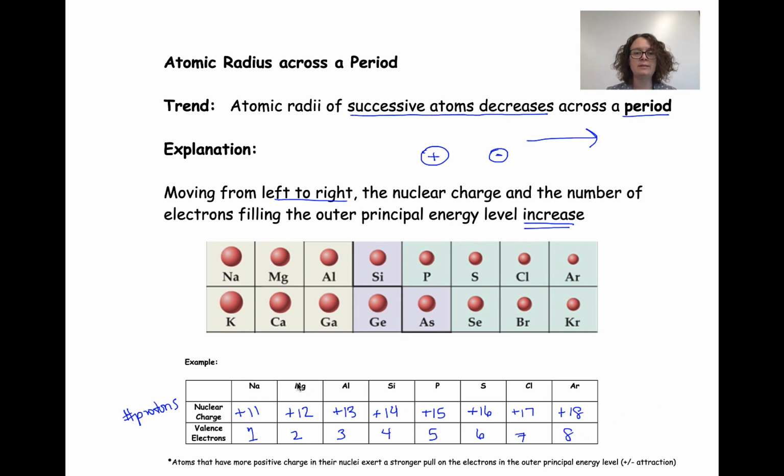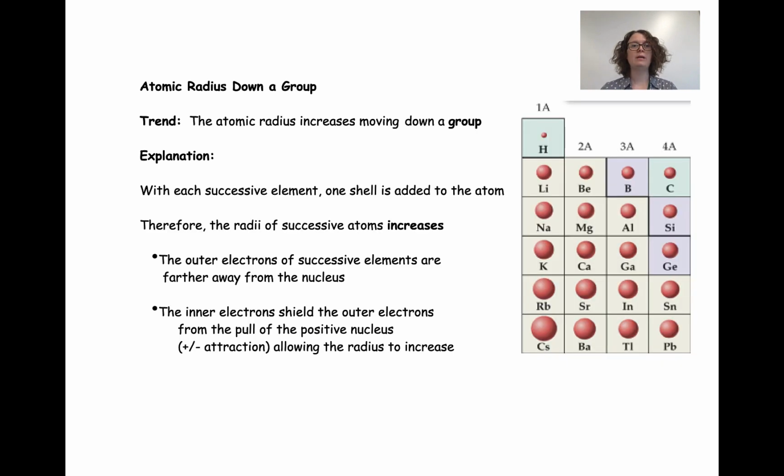So as we go across this row in our periodic table, we increase the nuclear charge. And when we do that, we're going to exert a greater force, a greater Coulombic attraction on these valence electrons. So they're going to sort of suck in towards the nucleus, and it's going to make the radius of our atom look smaller. We can also look at trends going down a group.